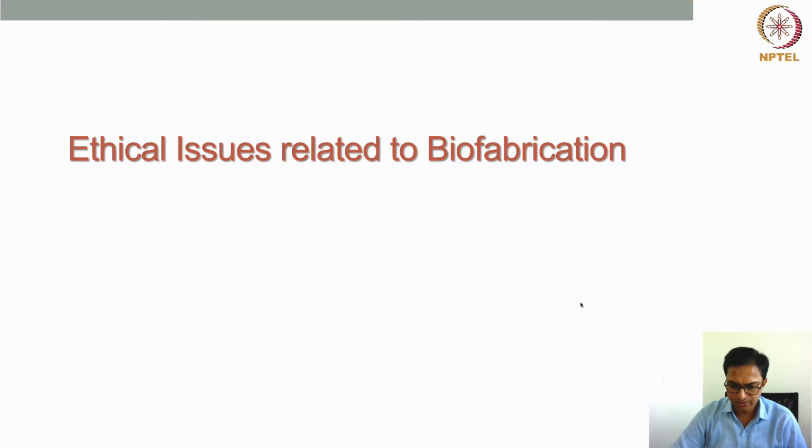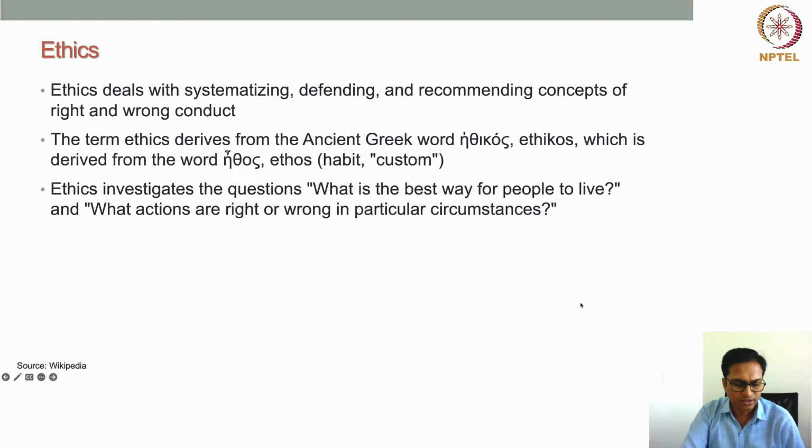First, let us start with ethics. What is ethics? Ethics deals with systematizing, defending, and recommending concepts of right and wrong conduct. That means ethics helps us understand what is right and what is wrong, and that's why ethics is very important in all the day-to-day activities of our life, and also in the case of organ printing.